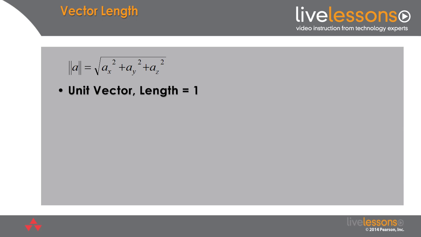A vector whose length is exactly 1 is called a unit vector. Such vectors are useful for situations that only require the direction of a vector and not its magnitude.